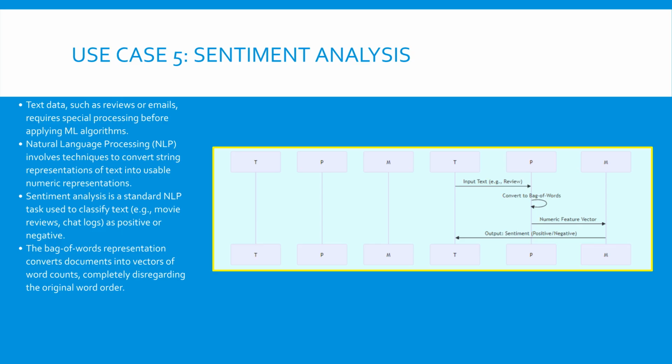Next, we look at applications that involve even greater complexity: deep learning. We illustrate the text classification workflow using sentiment analysis. Input text, like a customer review, is fed into the processing step. This step converts the string data into a numeric feature vector, often using the bag of words method, which creates a sparse vector of word counts. This vector is then input into the ML model, typically a classifier. The model returns the output sentiment, classifying the text as positive or negative.